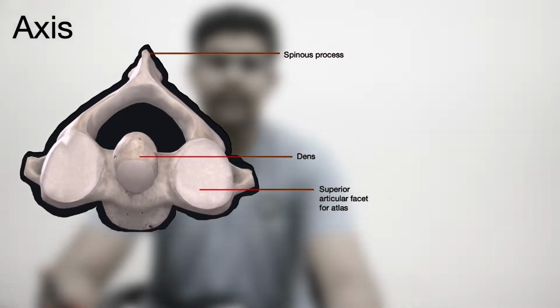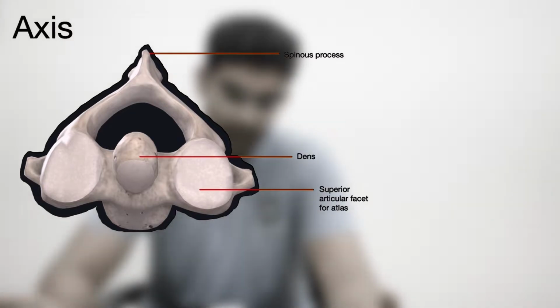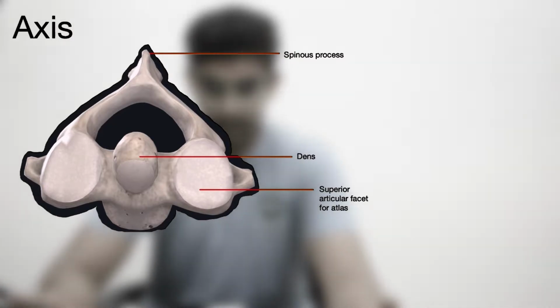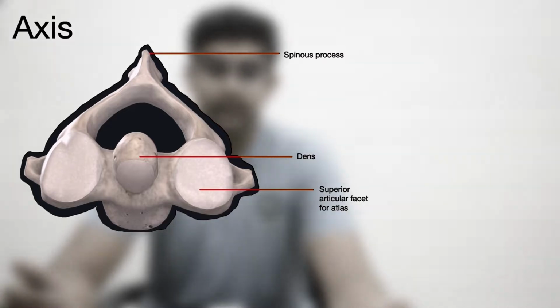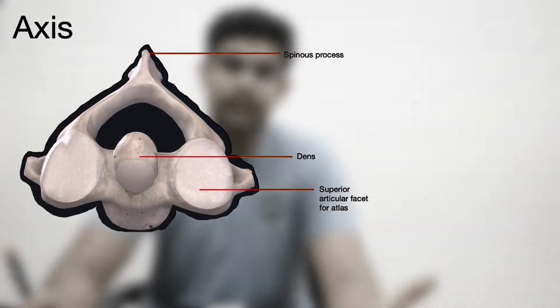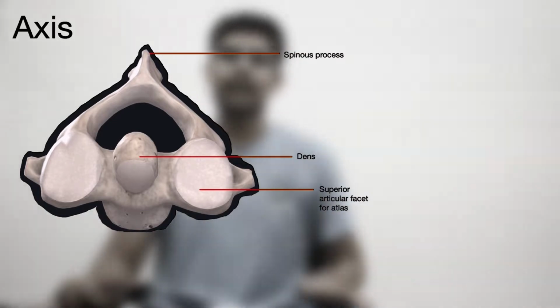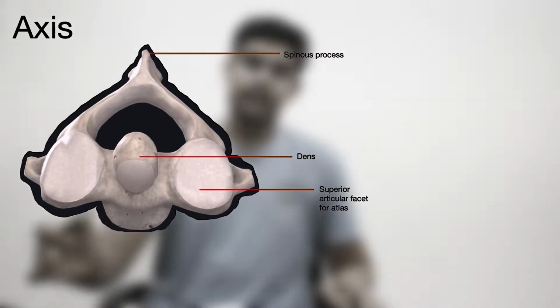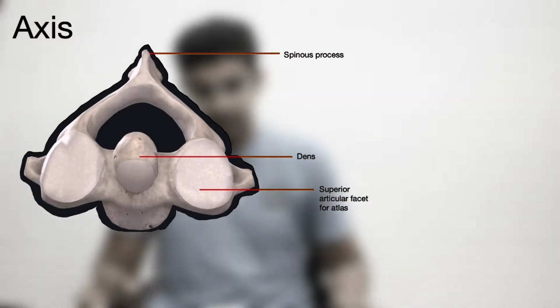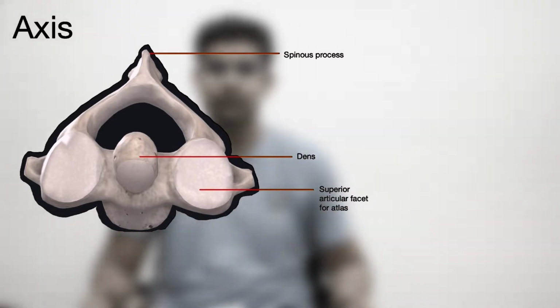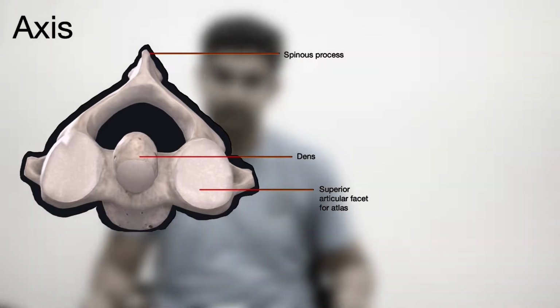Now let's talk about the axis. The axis is the second cervical vertebra and consists of important structures like the spinous process, which is found on the posterior side, and the dens, which is found on the anterior side and helps in the articulation with the atlas. The dens has articulation surfaces on both posterior and anterior surface.